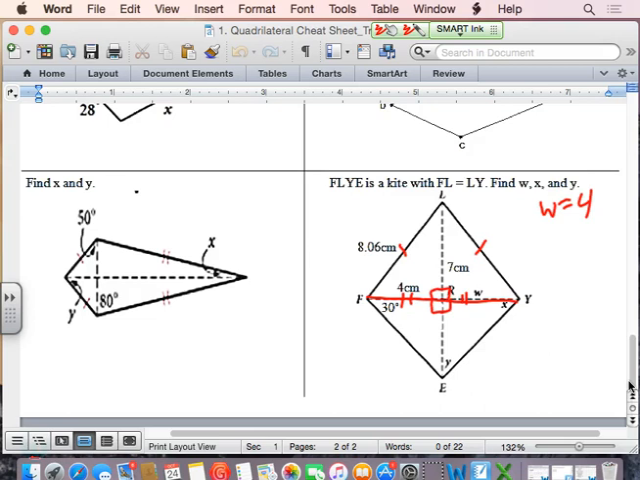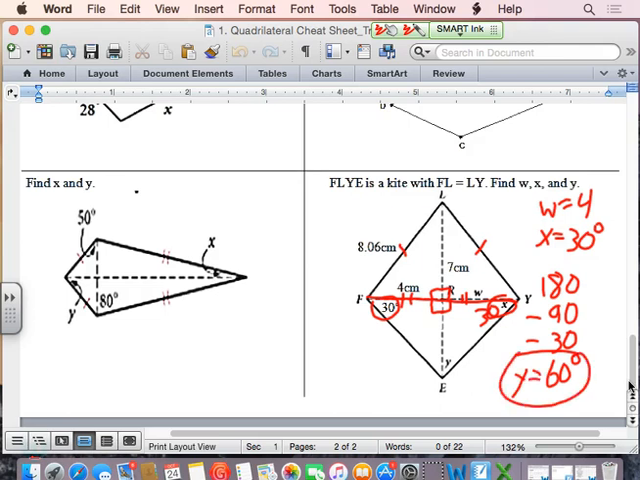Okay, and then because I know that these two sides are the same, 30, okay, it's on the left, so my angle on the right has to be the same. So x must equal 30 degrees, because the left and right angles are congruent in a kite. Okay, so now real easily I can figure out what y is, because I know x is 30, and I know the right angle is 90, so I just do 180 minus 90 minus 30, and that leaves me with 60 for y. So y is 60, x is 30, and w is 4.